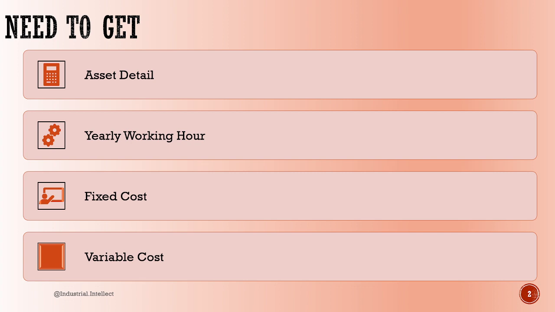Then the second is the variable cost. Variable cost is incurred only when we produce the parts, like the material cost, the consumable cost, and the manpower cost also. Those are the variable costs.